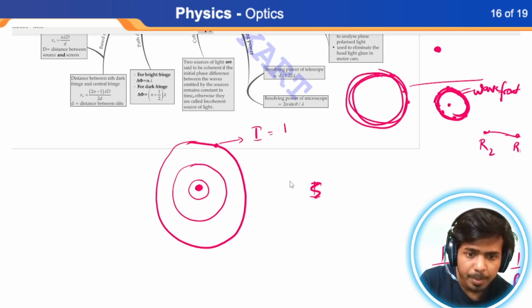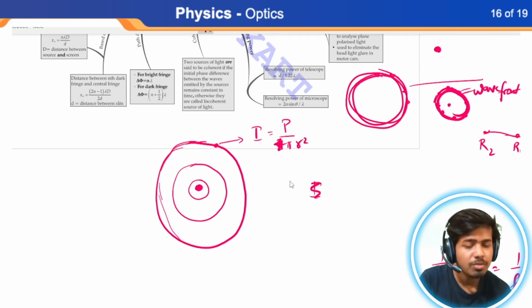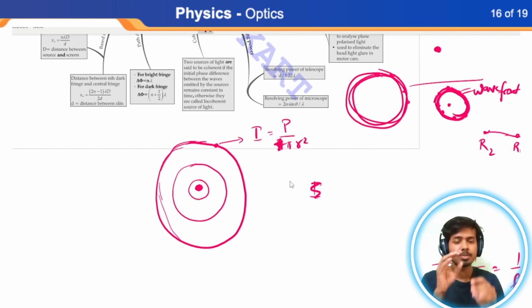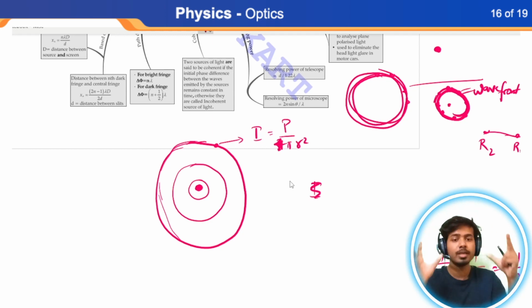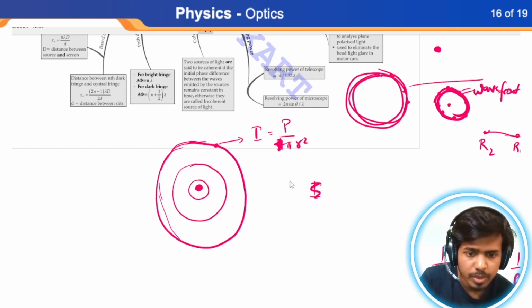I is equal to the power consumed by the area over which it has been distributed. So 4 pi r square, right? Or if you only talk about the length, then pi r square. In 3D it will be 4 pi r square, because a point source radiates energy in all three dimensions. But this is a two-dimensional wave, so pi r square. Anyway, it is proportional to 1 by r square, right?